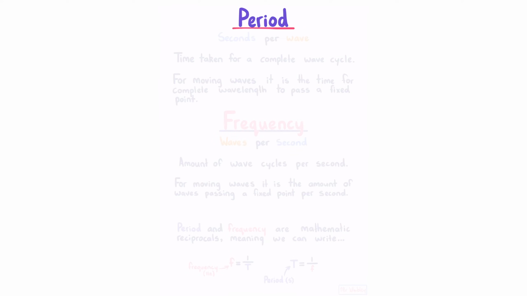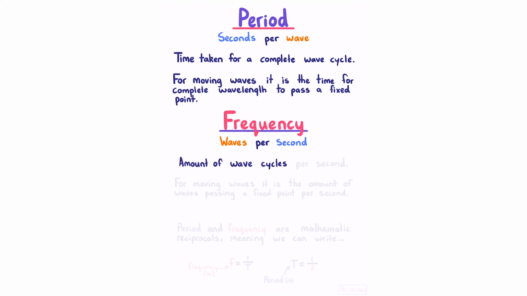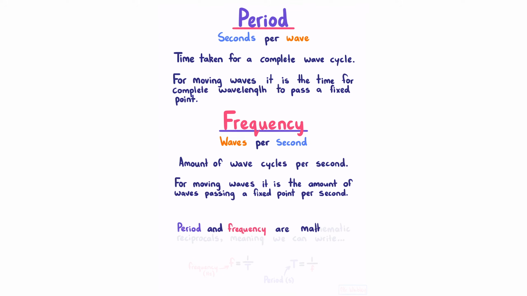Period is the amount of seconds per wave, or the time taken for a complete wave cycle. For moving waves, it is the time for a complete wavelength to pass a fixed point. Frequency is the waves per second, or the amount of wave cycles per second. For moving waves, it is the amount of waves passing a fixed point per second. Period and frequency are mathematical reciprocals, meaning that we can write frequency is 1 over period and period is 1 over frequency.